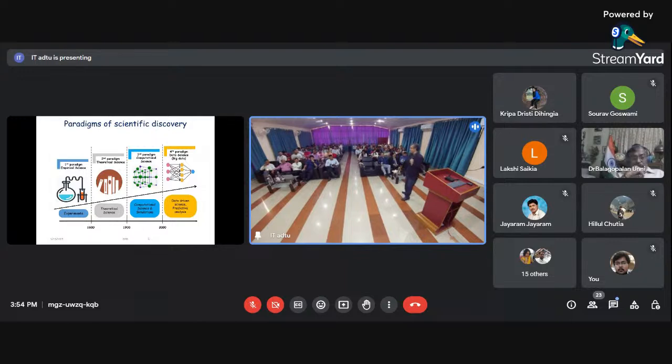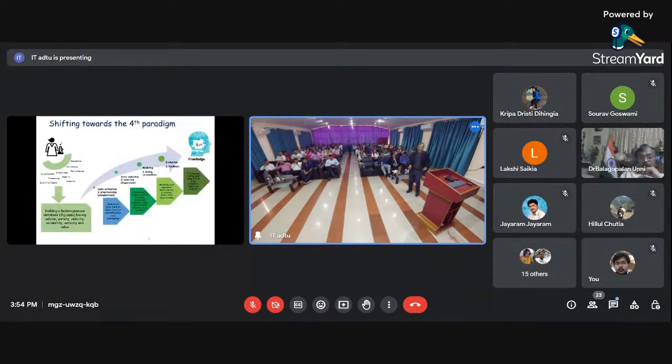But the fourth paradigm is data science. You have an input and you have an output. You don't know why this input and output are related, and you can develop a data-science-driven approach to correlate this input and output. That is the fourth paradigm. So these are the four paradigms.